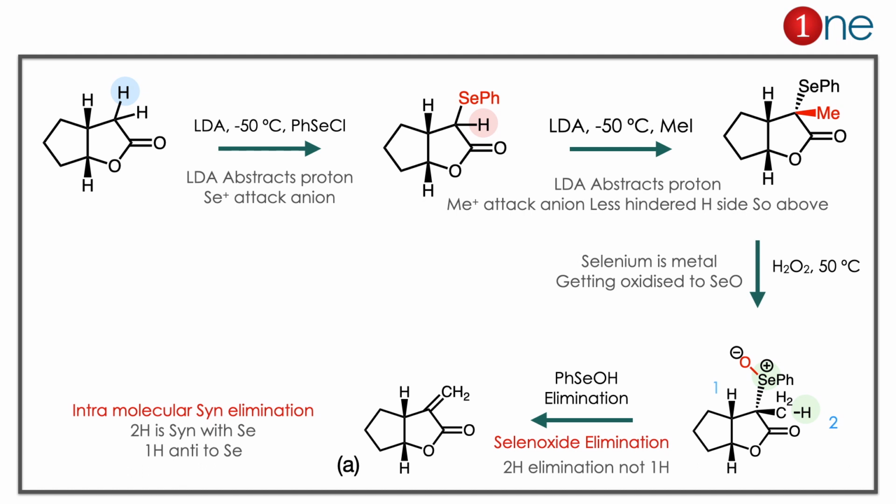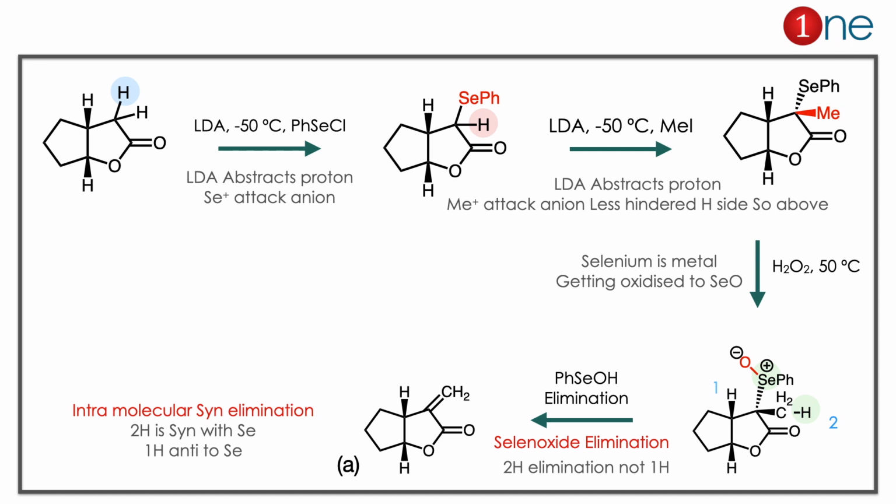Here the important thing is that methyl always attacks the less hindered face. So it attacks near the hydrogen. So you attack on the same plane as the hydrogen. So it is above, selenium is below. So you have selenium and methyl, both anti. Both are in different planes.